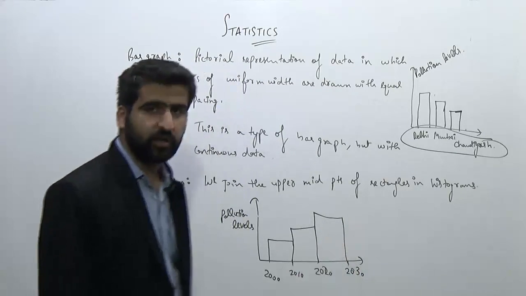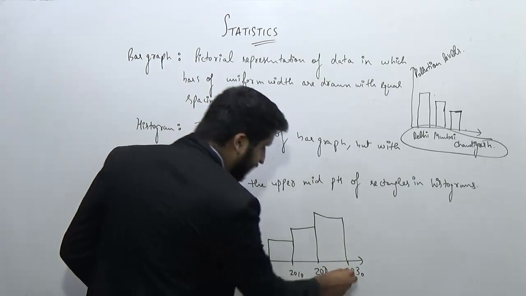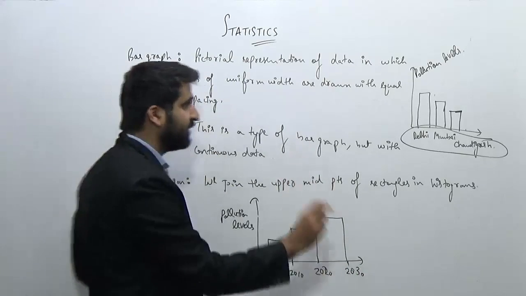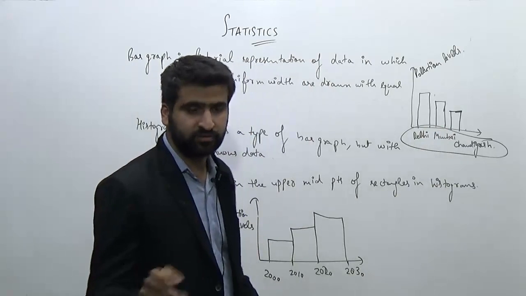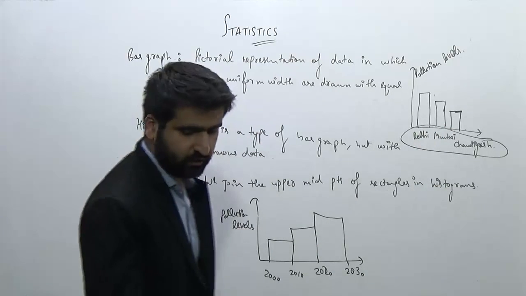So this is how we plot a histogram. In this case we always have continuous data, so we need no gaps here. In the case of bar graphs we had some gaps, right? And we have some rectangles of constant width. But in this case I have no gaps. So this is pretty much continuous data.